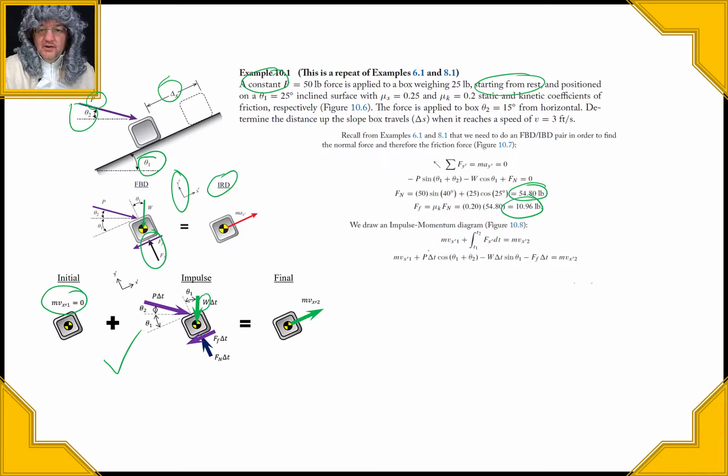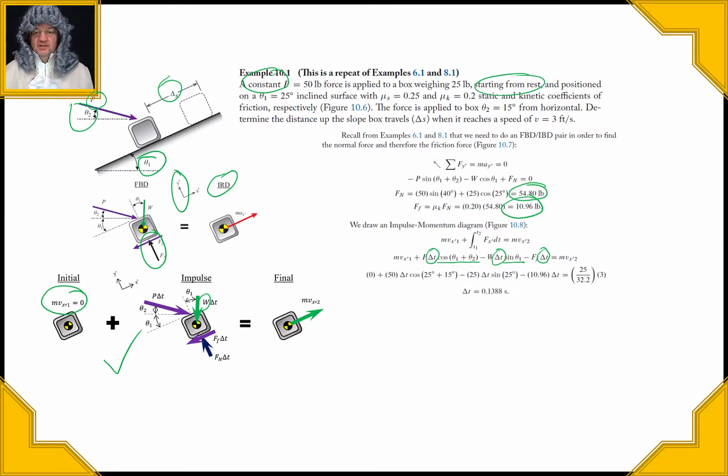And we look at this carefully, right? It's only in the x direction, so that's where we have to have the cosine of theta 1 plus theta 2. And we want to make sure that we only have the x direction of the weight. The weight's going to be going down a little bit down the slope. And then this friction force is also going to be placed right there. And make sure we don't forget to put the delta t's in there, because this is not just force, it's force times time. So we know everything except for that delta t. So now we can find the delta t. Very quickly, it's like 0.1388 seconds, all right?